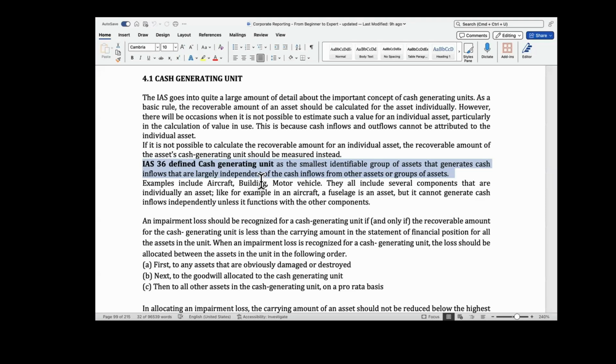But I need to ask you a question right now. Let's assume that we have a group of assets together and we're able to get the recoverable amount. Let's say the recoverable amount is 50 million. And by the time you add their carrying amounts together, their carrying amount is let's say 60 million. So the carrying amount is higher than the recoverable amount by 10 million. So that's an impairment loss.